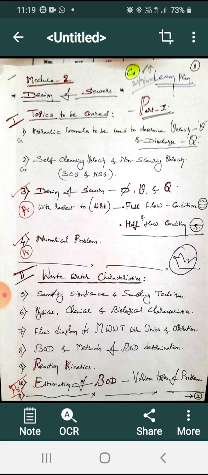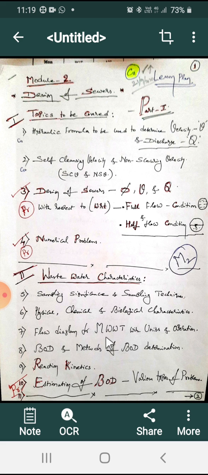Now, similar to this, wastewater. Before going to the treatment, you must know the characteristics. The characteristics are physical, chemical, and biological characteristics. Afterwards, you have to suggest what type of treatment is needed.